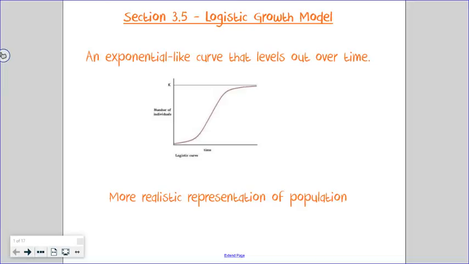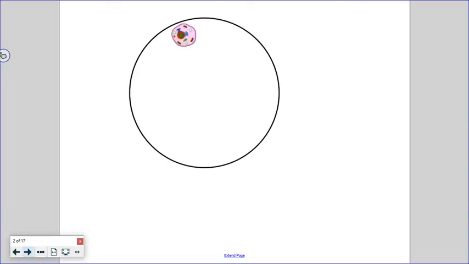Logistic curves, if I were to cover up the second half of it, it would look like an exponential curve. But what happens is that exponential curve eventually levels off. So it does not continue exponentially forever. And it represents real life more realistically. Why? Here's a kind of idea of something that would initially be modeled by exponential growth.